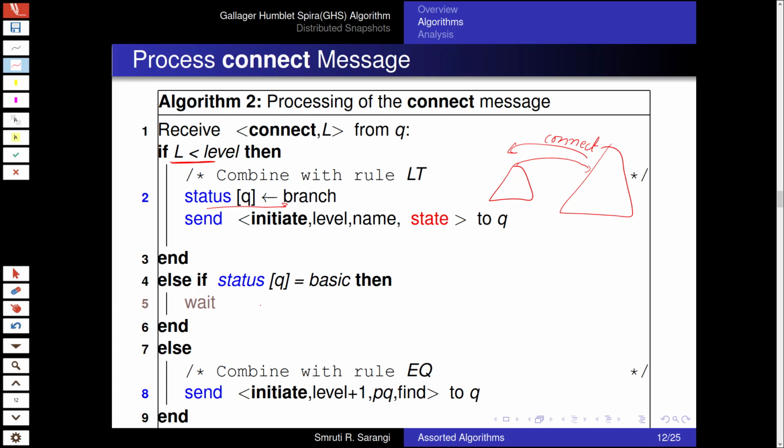Else if this condition is not holding and the status of the node is basic. So the status of the node basically has not been, as far as I am concerned, this node has not been explored, so the status is basic, right? So then what I will do is I will combine with rule EQ. So why will rule EQ be useful over here? We are automatically saying that if the status of the node is basic, does this automatically mean that L is greater than level, right? And do the conditions for rule EQ actually hold? Well, you will see that they actually hold.